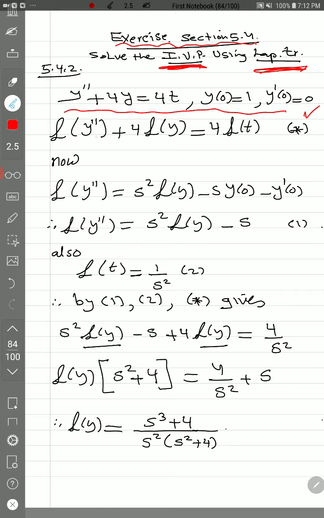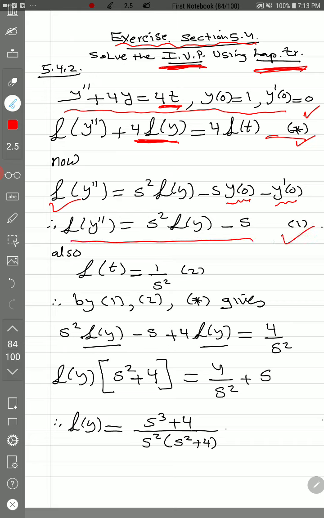So L of y double prime plus 4 L of y, and as we know L is linear, so the 4 goes out, and here L of 4t will be 4 L of t. So this is your differential equation, I write it star. Now we go to the previous property, and this is L of y double prime. We substitute here for y of naught and y prime of naught. Y of naught equals 1 and y prime of naught equals 0, so we get equation 1.